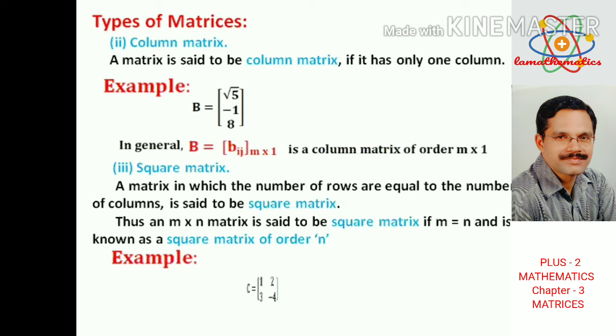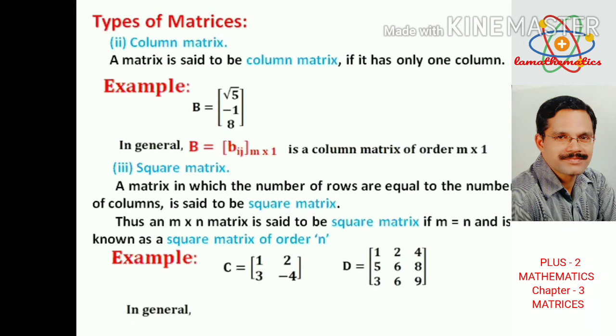Example, capital C equal to matrix 1, 2, 3, -4. Another matrix, capital D equal to matrix 1, 2, 4, 5, 6, 8, 3, 6, 9. In general, capital C equal to Cij m by n is a square matrix of order m.